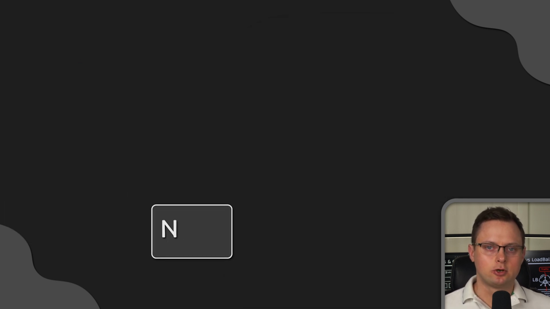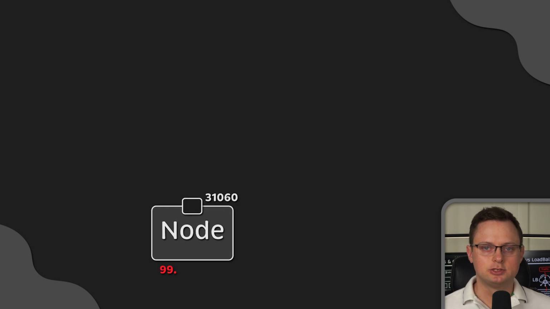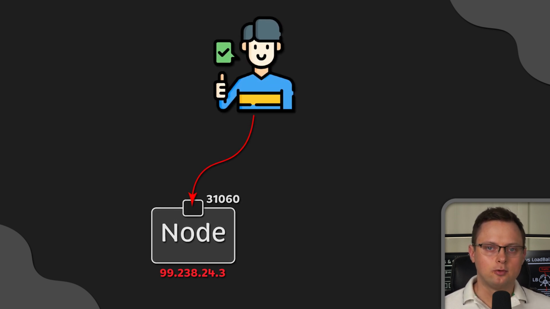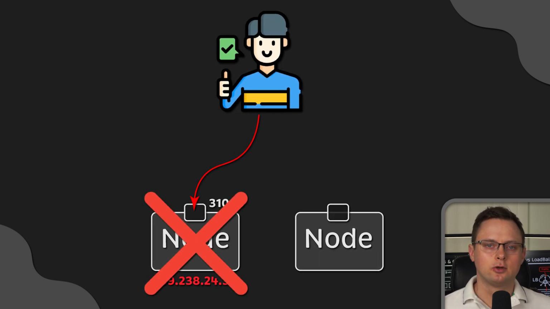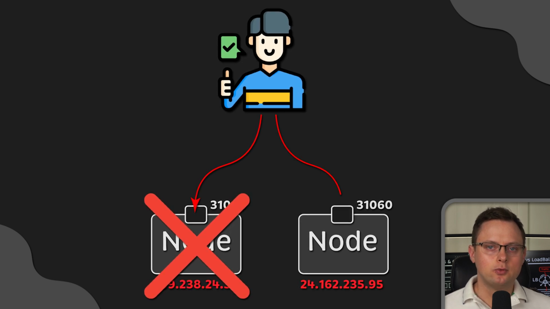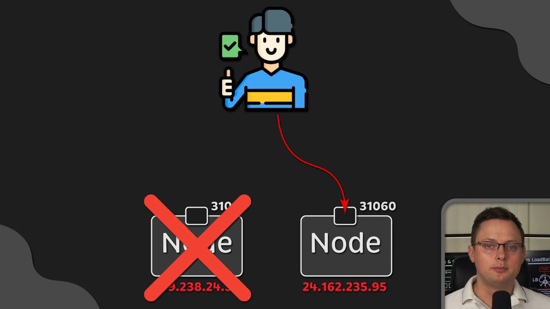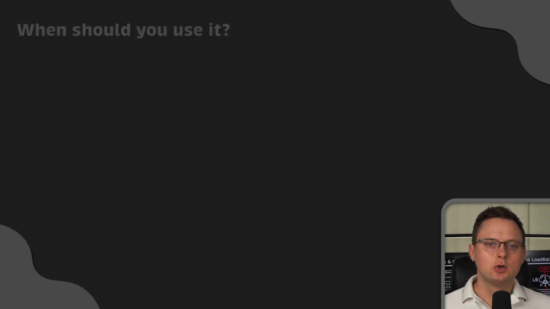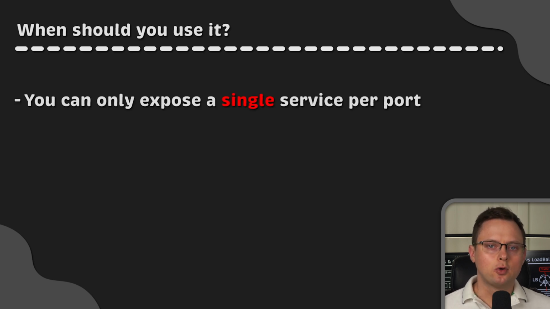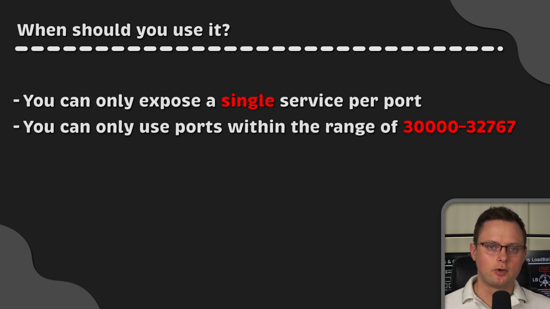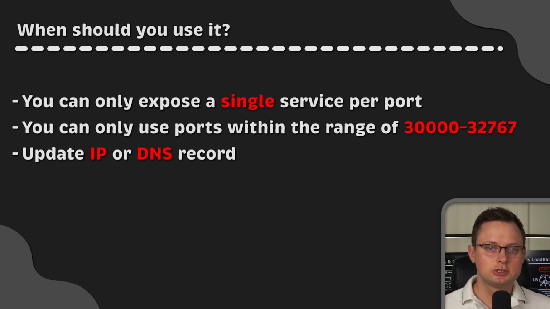Besides the security concerns related to assigning public IP addresses to nodes and opening a firewall rule, there is also concern that every time you add or remove Kubernetes node, you might potentially need to provide a new IP address for your client or update the DNS record if you created one. So when should you use it? As you can see, there are many downsides to this method. You can only expose a single service per port. You can only use ports within the range of 30,000 to 32,000. Then if the Kubernetes node IP changes, you'll need to deal with it, possibly updating the DNS record.